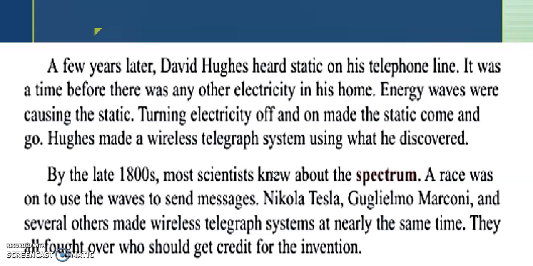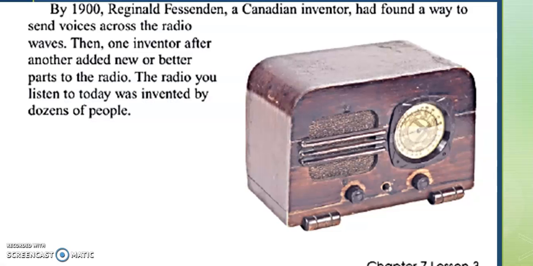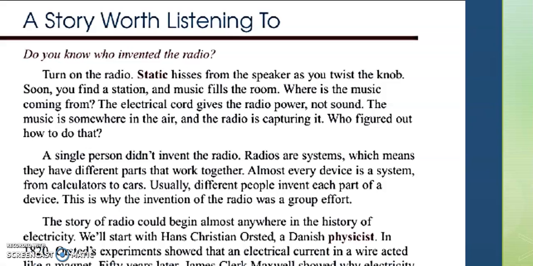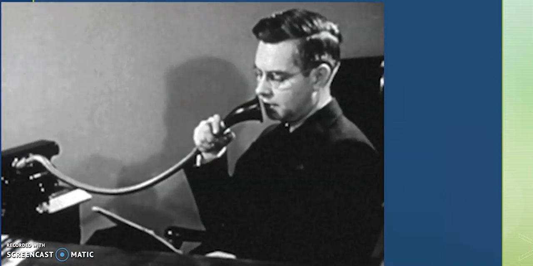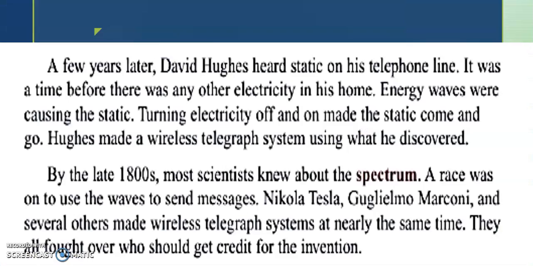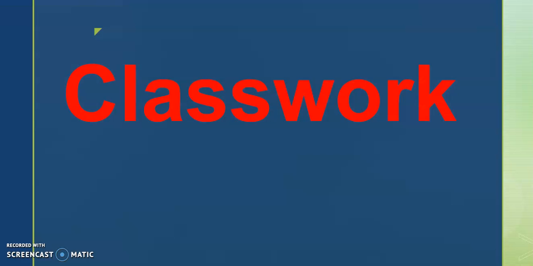In the past, who else? Reginald Fessenden. Who else? Hans Christian Ørsted. So it's a process of inventors making the radio. This is lesson 3, and let's answer the classwork.